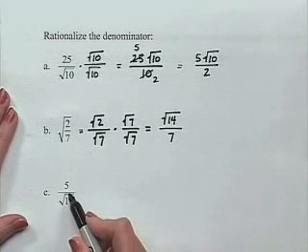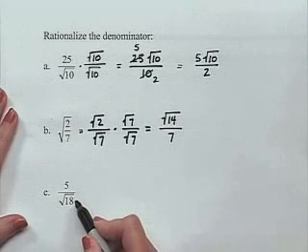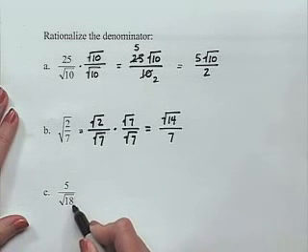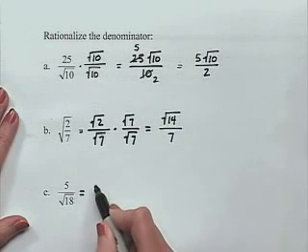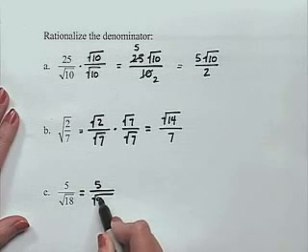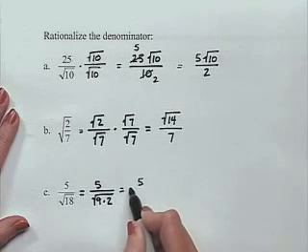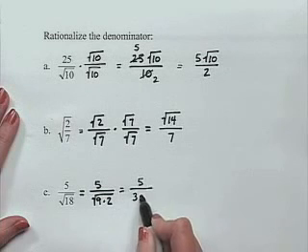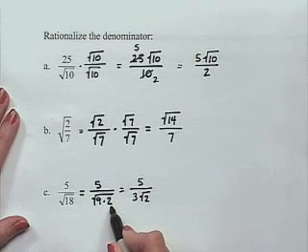Part C, we have 5 divided by square root of 18. Now, one thing we can do at the outset of this is to go ahead and simplify square root of 18. We're going to do that by rewriting this as 5 divided by the square root of 9 times 2. This will give us 5 divided by 3 times the square root of 2, where I've taken the square root of 9 and now multiplied times the square root of 2.